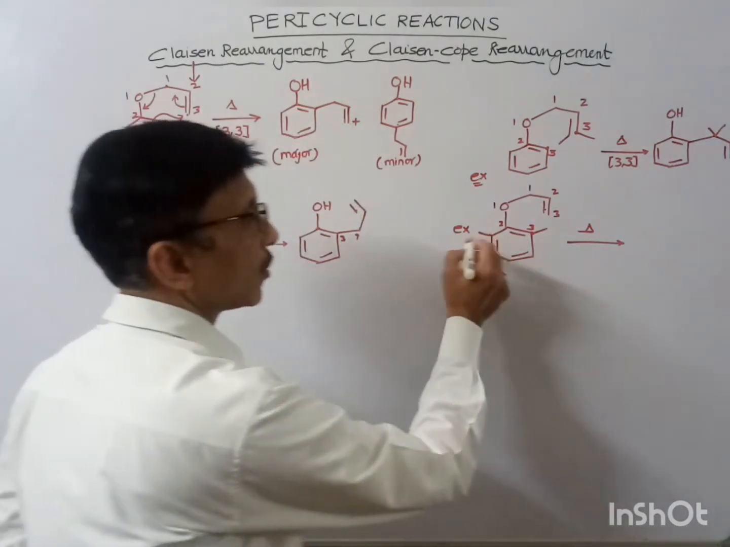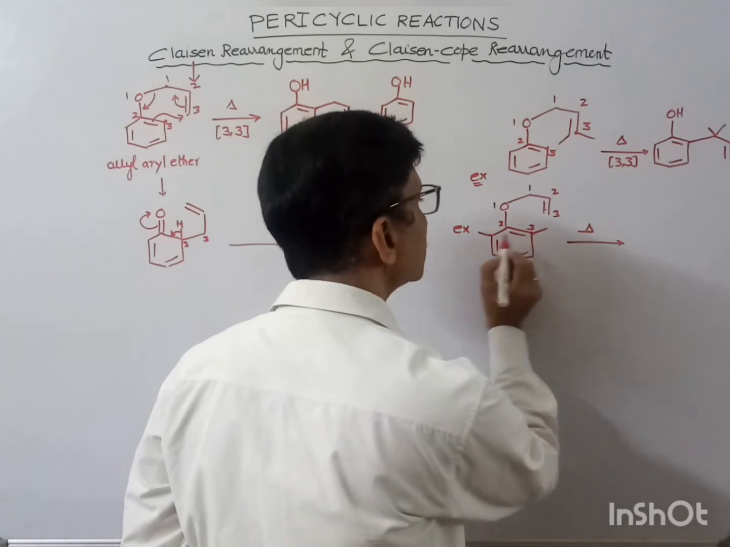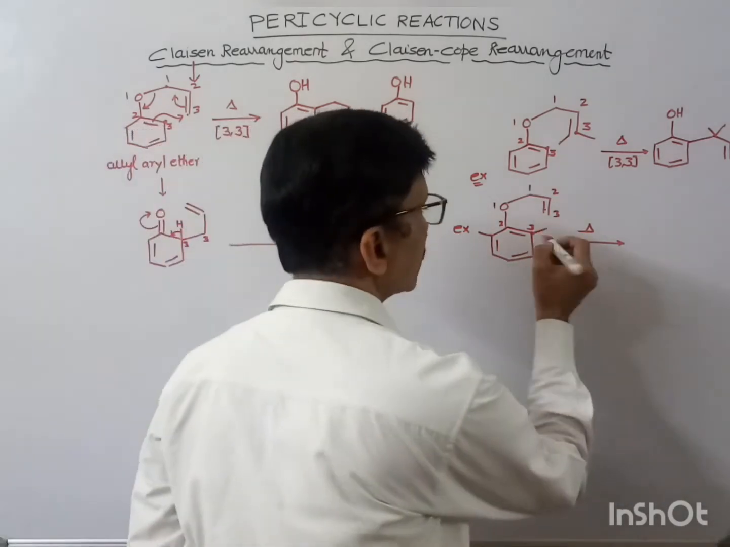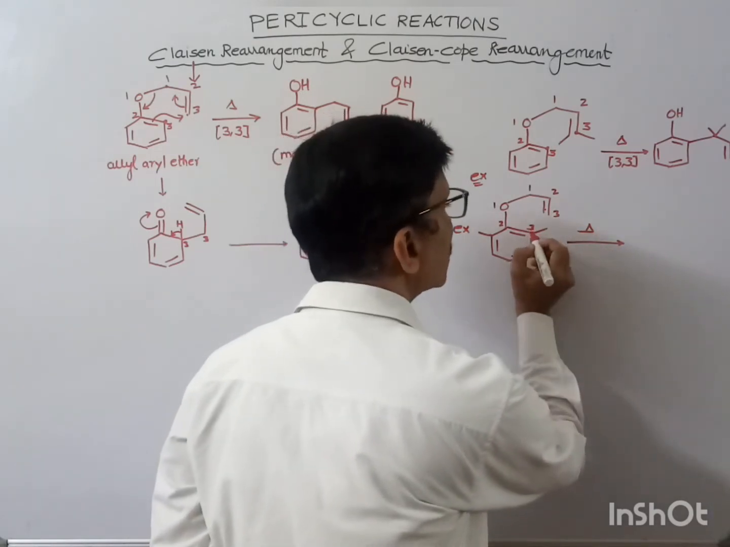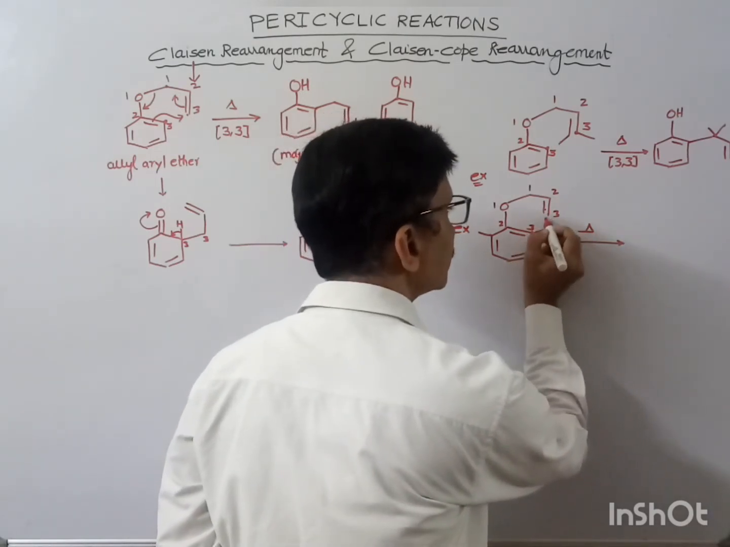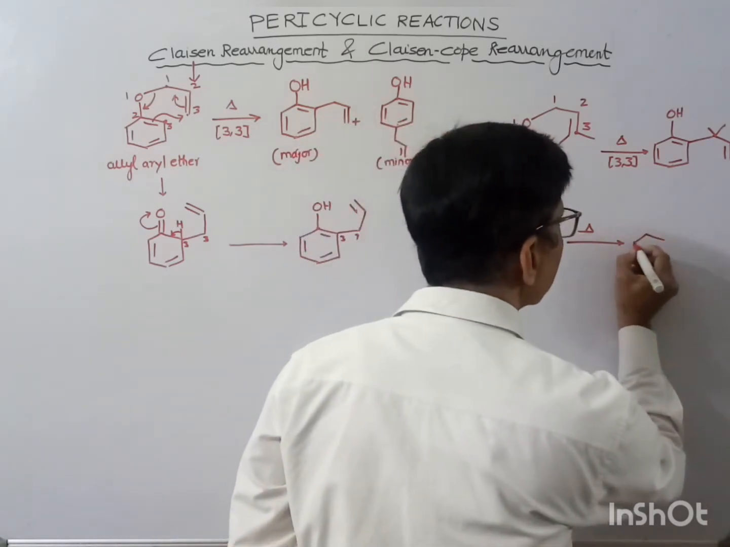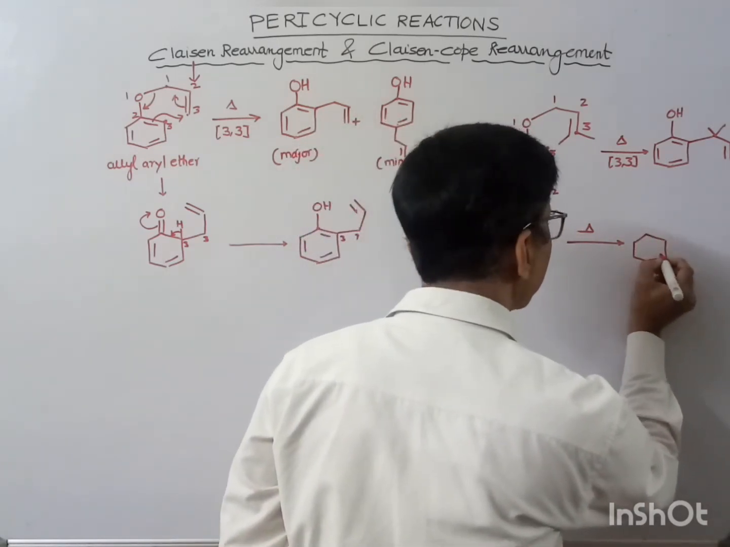Here two ortho positions are there, either you may write this or this as a 3. Now finally what I have told you, the new bond that forms between this 3 and 3, this new bond is formed over here. Now in this case, what should I write here?